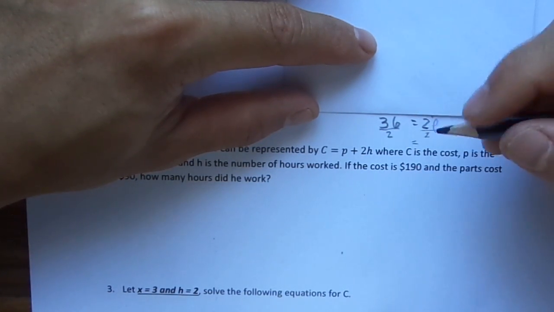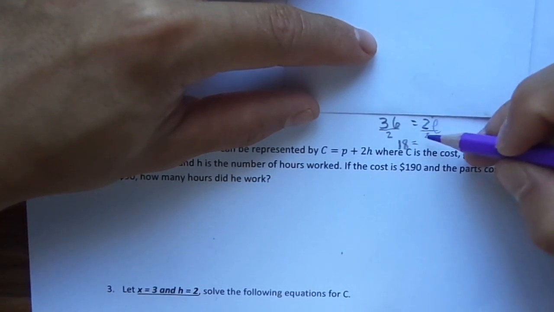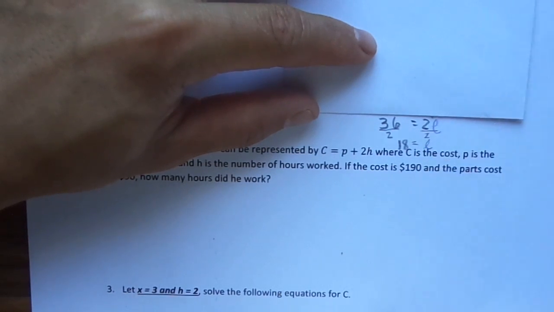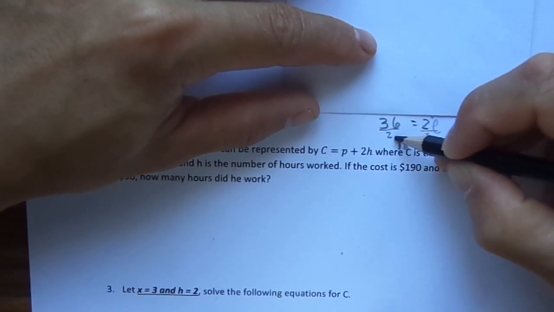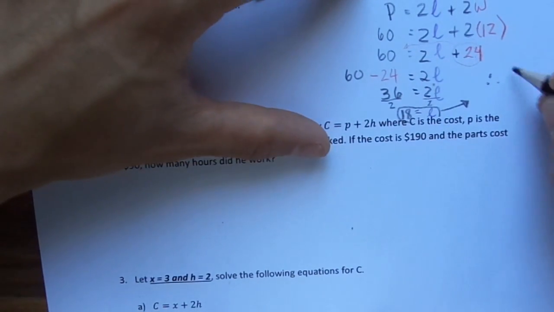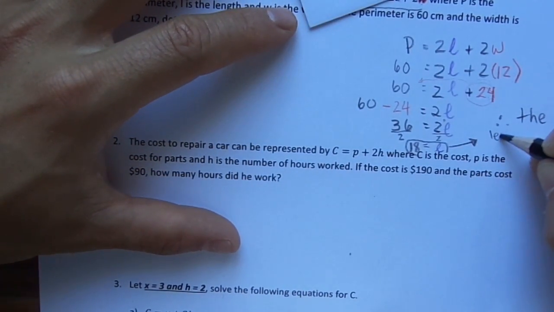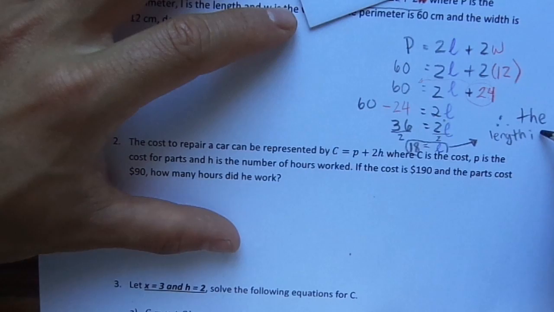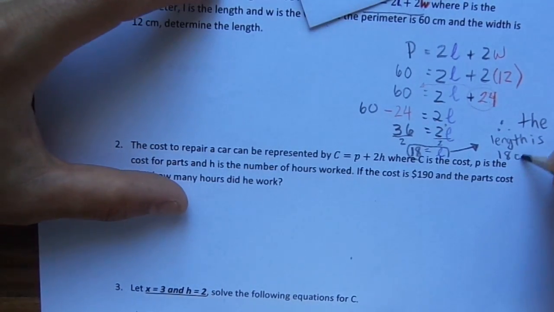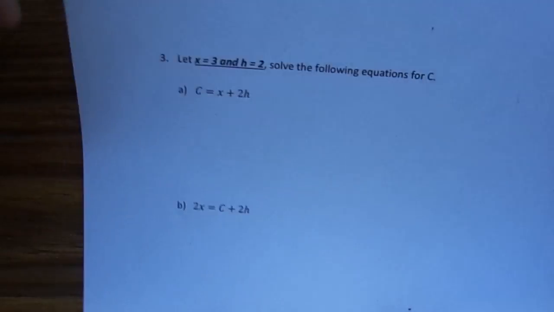Well, what's 36 divided by 2? 18. And what's 2 divided by 2? Well, we know it's 1, so we're just left with 1 length. Okay, and there we have it. The length, therefore, is 18 centimeters? Yep, 18 centimeters. Okay, there we go.